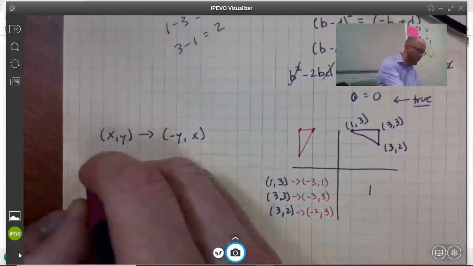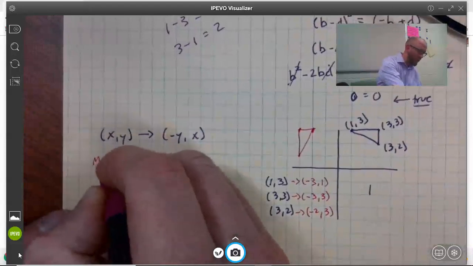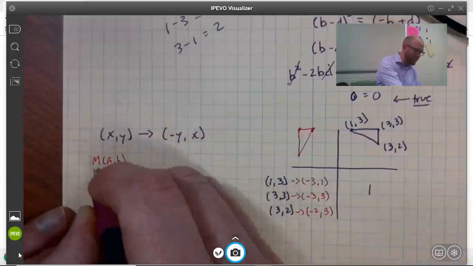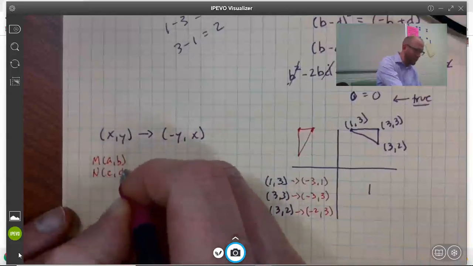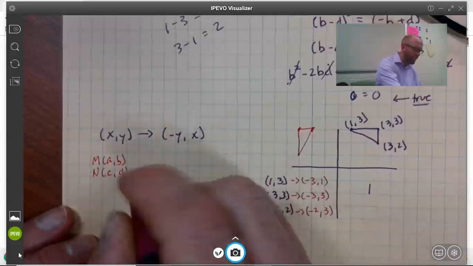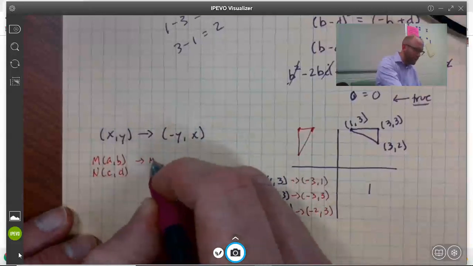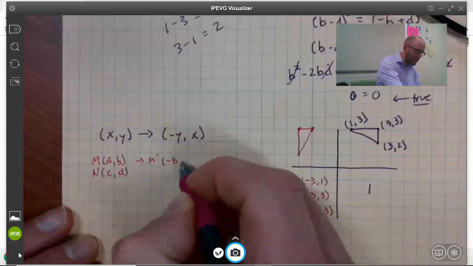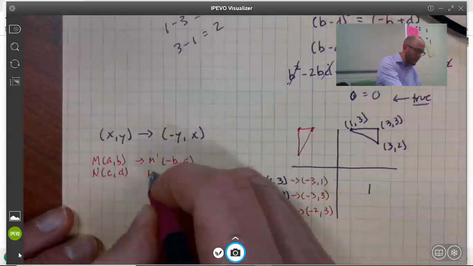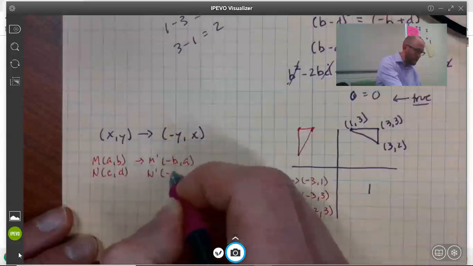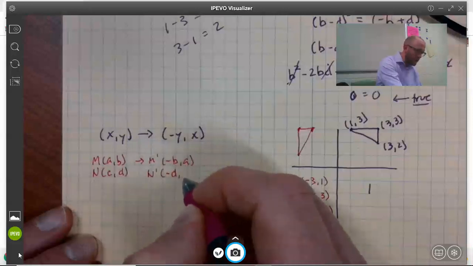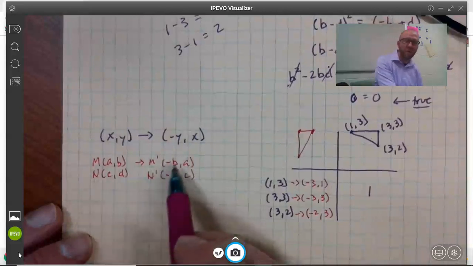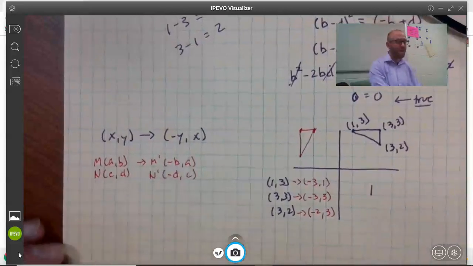And we're going to say, well, I've got point M, which has coordinates (A, B), and point N, which has coordinates (C, D). And then we're going to go to M prime, which is going to be (-B, A), and N prime, which is (-D, C). Okay? And we're just going to find the distance between these two points, the distance between these two points, and show that they're the same.